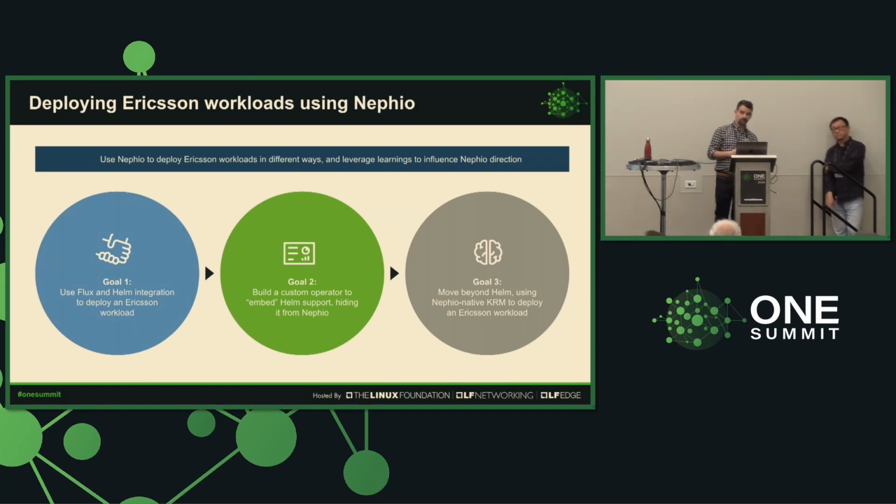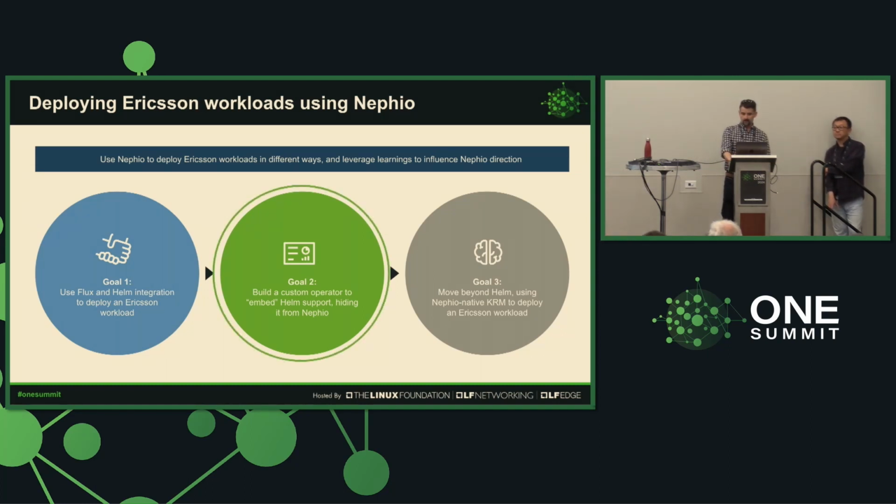First goal was to use the Flux and Helm integration work that we showed in the previous slide. That was pretty successful. That worked okay. We did get a number of learnings from it, and we've written either PRs or tickets in GitHub around those. The second one is a little bit more interesting, and that's the one I'll show a quick demo of. This is where we built a custom operator, which tries to embed the Helm interactions inside the operator, and it only exposes KRM to the end user. And then the third goal is where we're looking at other opportunities to move beyond Helm. We're looking at the Nephio native approach.